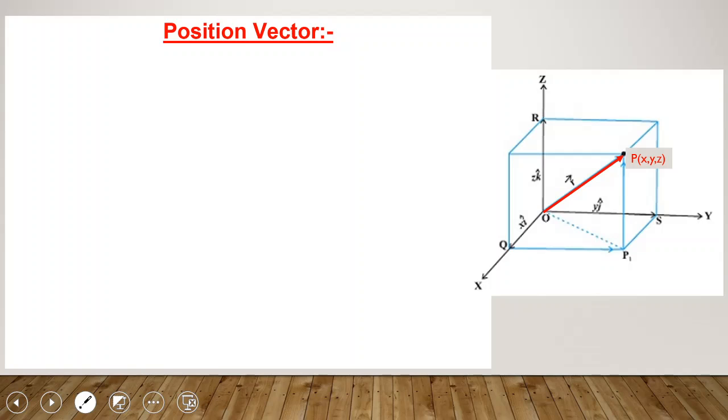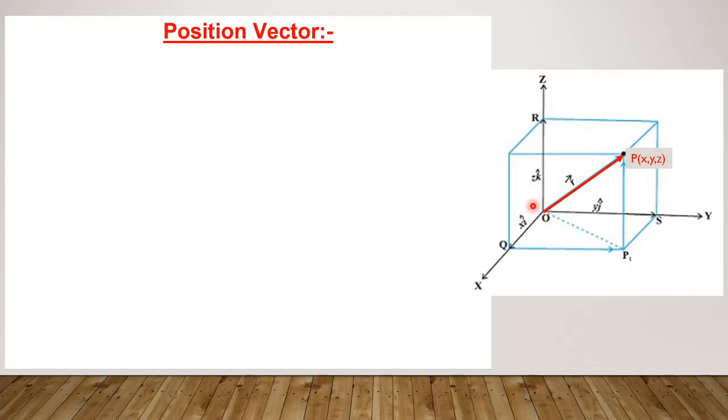So please let us have a look at this diagram. I want you to get a clear picture, please make note of this diagram. I have taken a point P. I hope you can see here. I have taken a point P with coordinates x, y, and z in space.